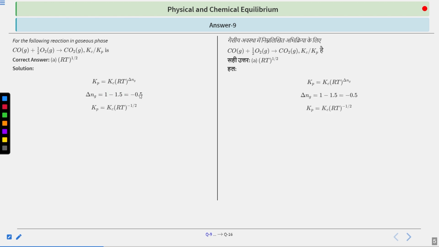So we can put this back in the first equation. Kp is equal to Kc RT raised to the power minus 1 by 2. So we have taken 0.5 as 1 by 2. Or else we can write that the ratio of Kc to Kp is RT raised to the power 1 by 2, or root under RT. Clear? So the correct answer is A, RT raised to the power 1 by 2.